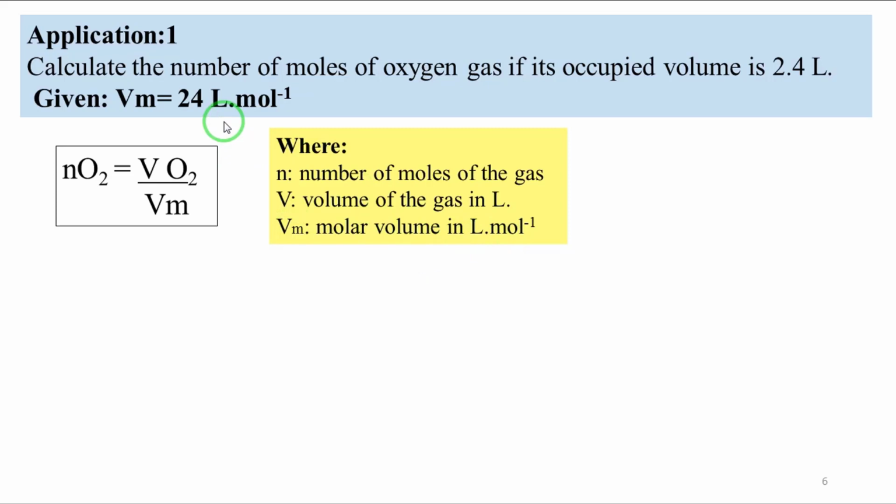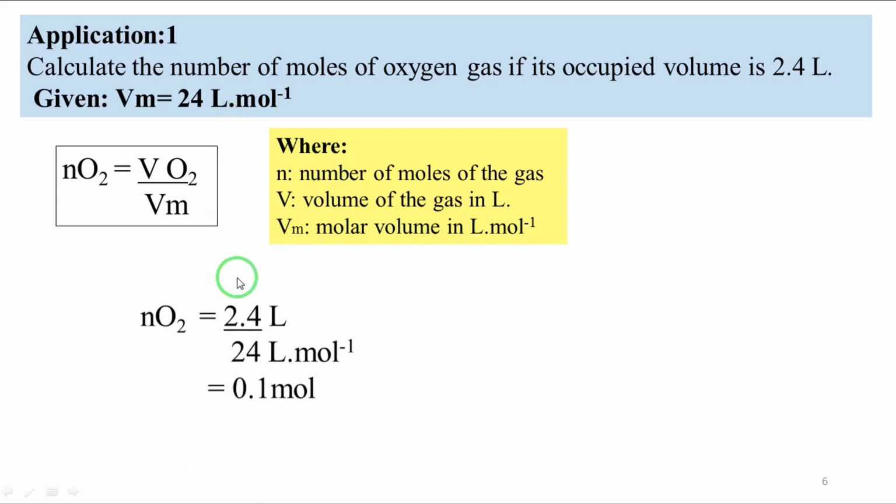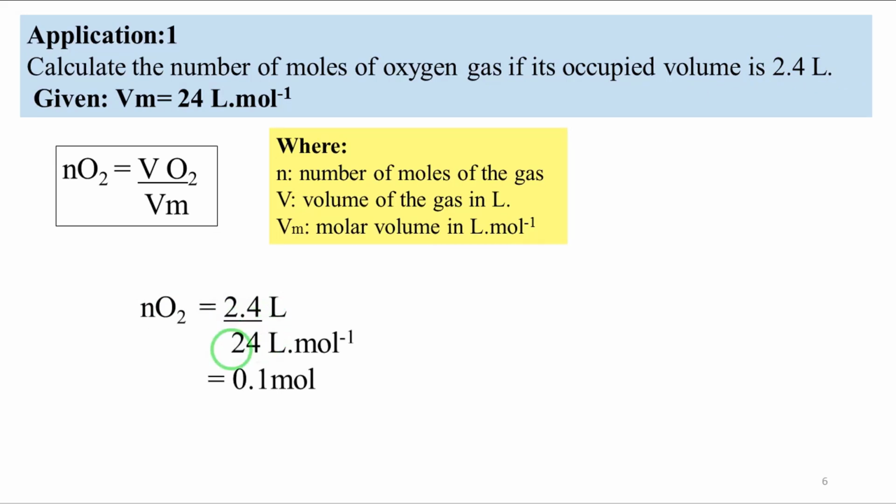So here you have just to substitute the given values, and we will get that the number of moles for oxygen gas here is equal to 2.4 liters, the volume of this gas, divided by 24 liters per mole, so it will be equal to 0.1 mole.